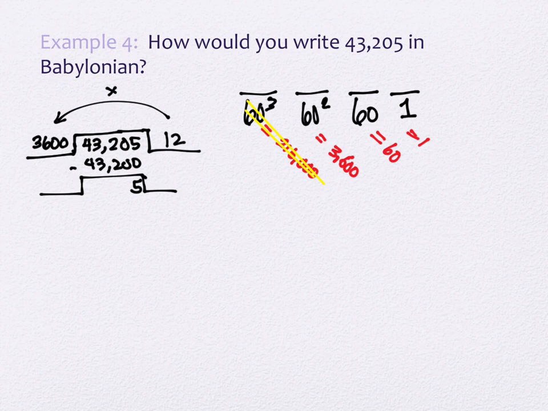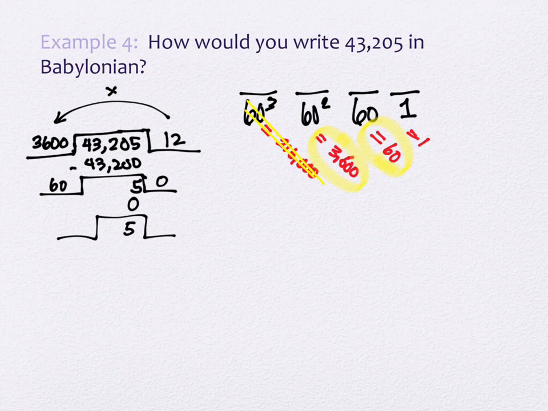And while it doesn't necessarily make sense what I'm about to do, trust me, we're going to need it later. We're going to simply divide by whatever comes next in the list. We've already divided by 3,600. Now we're going to divide by 60. How many 60s are there in 5? 0. What's 0 times 60? 0. And what's 5 minus 0? 5.